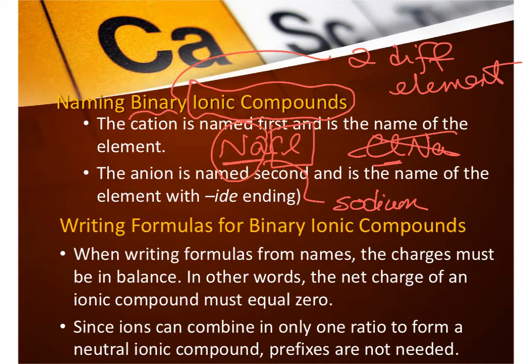And then, of course, that leaves the anion. The anion is named second, and it is given an IDE ending, just as when naming covalent compounds. So that is chlorine, so we're going to call it chloride. So far it's reasonably similar to covalent naming. What are the differences? Never, ever, ever use prefixes when naming ionic compounds.